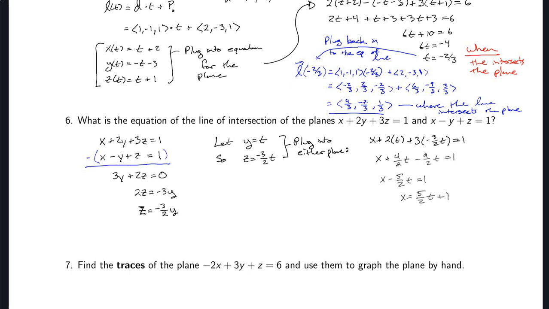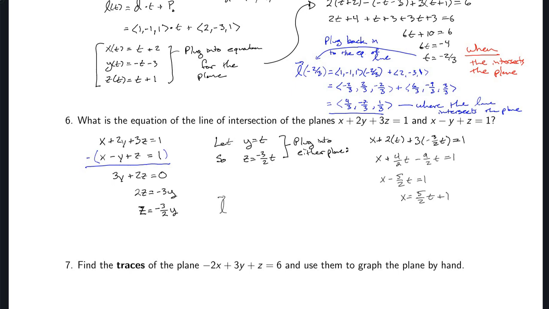Now, if you go through and solve this in a different order, where say you eliminated y or z first at the beginning, then your answer can look very different, but it should still be equivalent. It should still give the same line. Let me go ahead and finish writing this out. So I've got my x, y, and z. I've got essentially my parametric form.